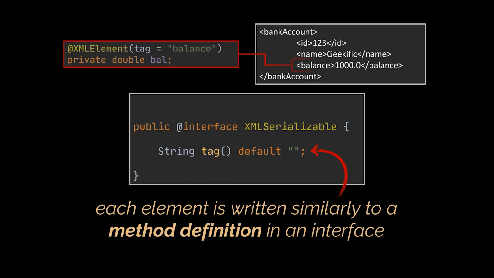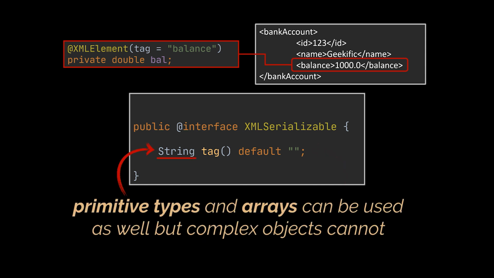This element will allow us to replace the name of the attribute of the annotated class with something else, as you can see in the example. You can use all primitive types as element data types, and you can use arrays as well. But you cannot use complex objects as data types. If you specify default values for an element, that element becomes optional and can be left out, just like a couple attributes of the bank account example we gave at the beginning.